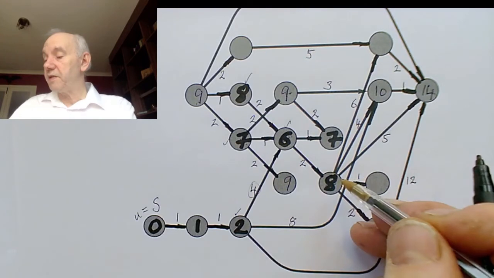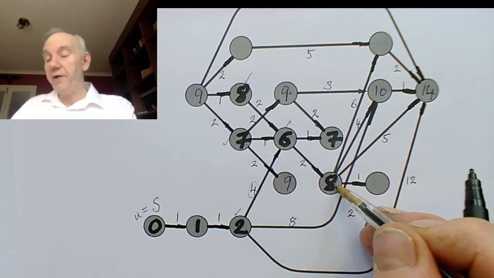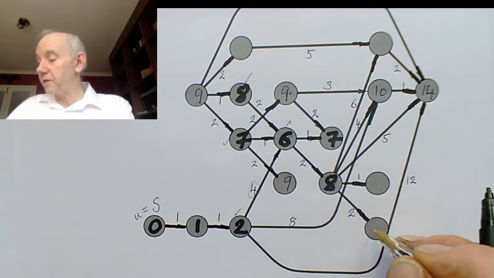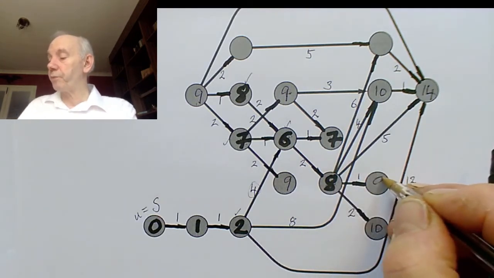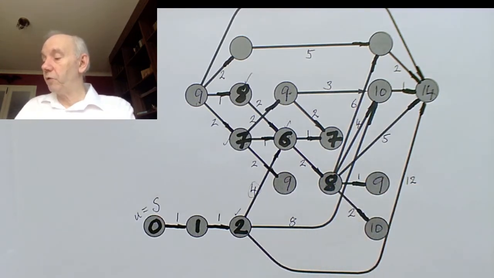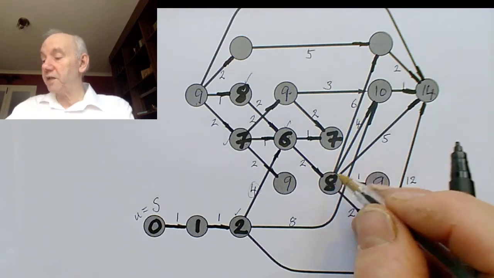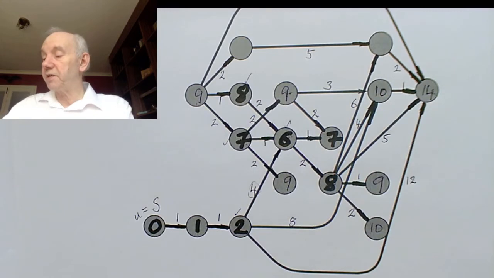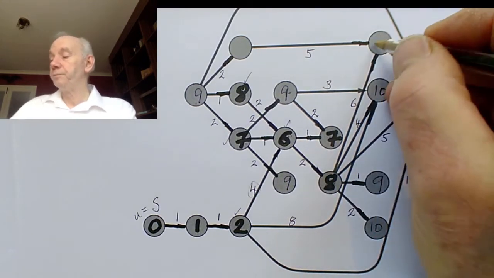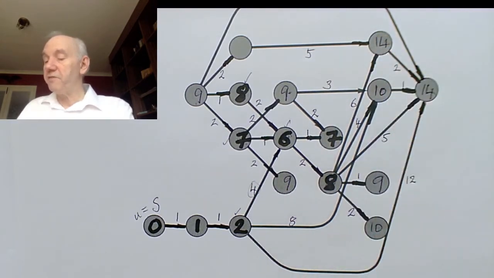So this 8 is made permanent, and 8 plus 2 is 10. That's going to stay permanent, I think. 8 plus 1 is 9. 8 plus 4 is 12. That doesn't improve on the 10, so the 10 persists. 8 plus 6 is 14. 8 plus 5 is 13.